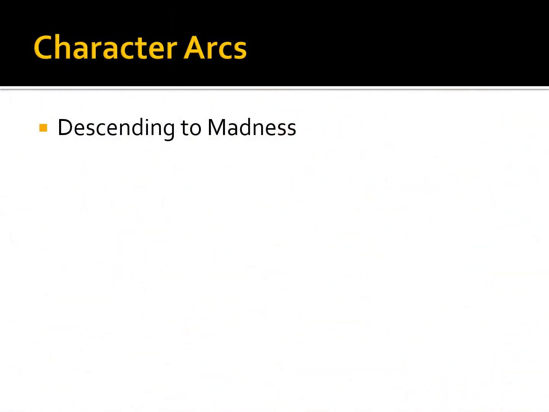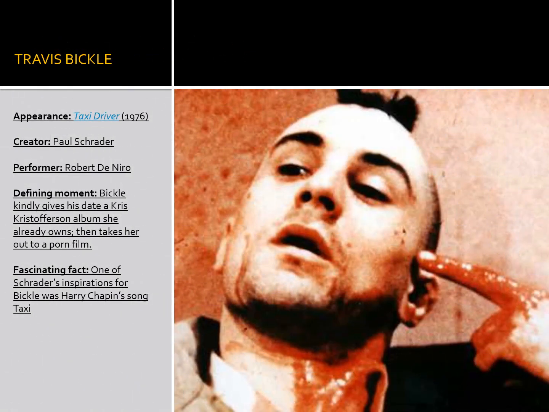Next character arc is Descending to Madness. So this is when a character starts losing his mind until he goes insane. Example is Travis Bickle from Taxi Driver, who goes on a murderous rampage.